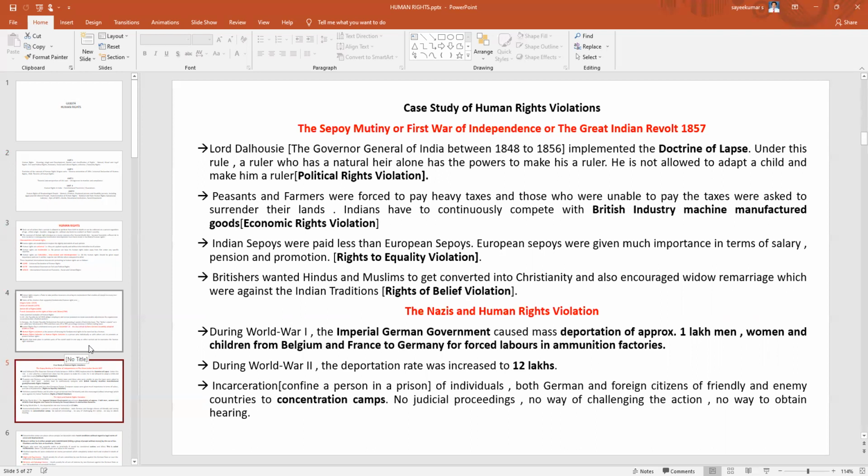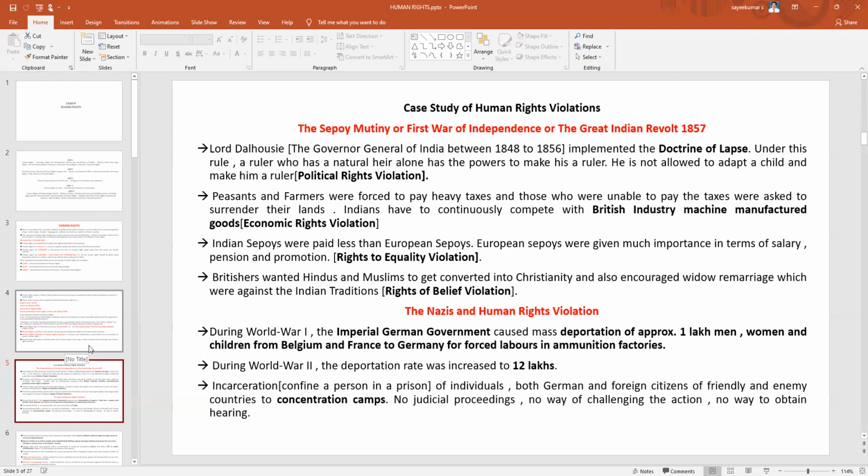Political rights violation: peasants and farmers were forced to pay heavy taxes, and those who were unable to pay were asked to surrender their lands. One of the major violations by the British was that they took all the raw products from India to their place, manufactured them, and sold them back in India itself under another name at a very high price. So Indians had very tough competition with the British industry's machine-manufactured goods.